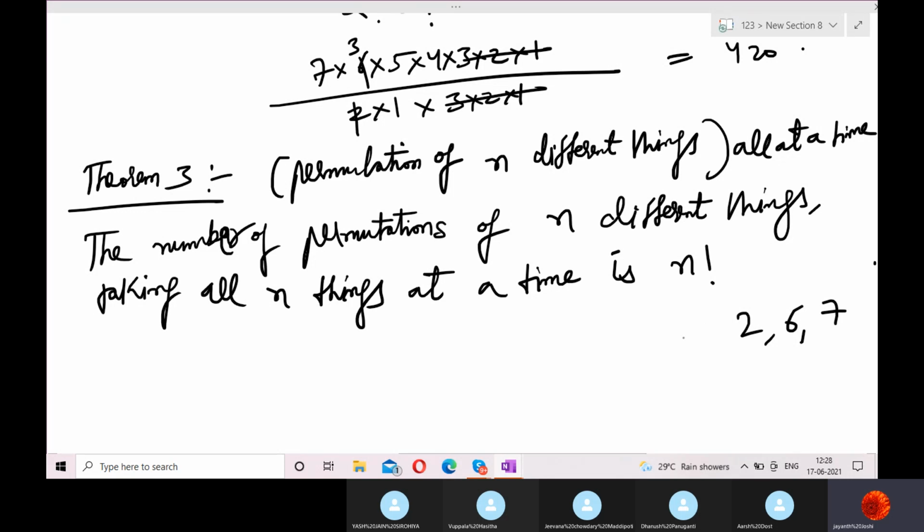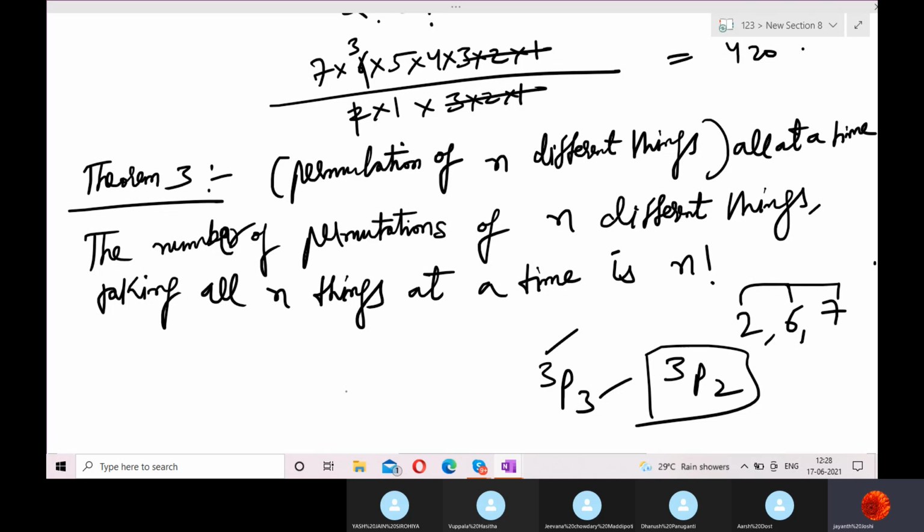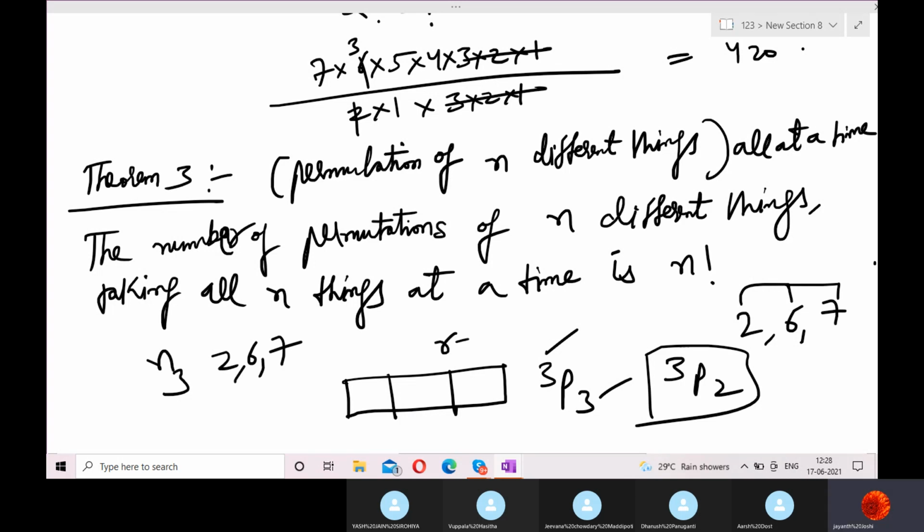In our earlier example, we did what? We wanted to make two-digit numbers out of three numbers, correct? Given three numbers, we did 3P2. What if I say you have to make three-digit numbers out of this? So the formula would be 3P3, correct or wrong? Three numbers out of three numbers. That means three blank spaces out of three available numbers, 2, 6, 7. N is 3, R is 3. So how many numbers can I make? 267. Let us see how many ways.